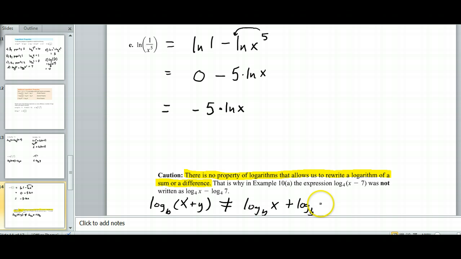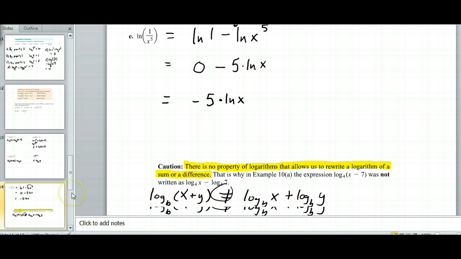Alright, that would look like the distributive property, what I was talking about before, and this is not multiplication. This is the input of a logarithm, so this is not true at all. Make sure you understand that we cannot rewrite one log of a sum as two separate logs separated by that plus sign. Be careful. That's one of the biggest mistakes people make when they're dealing with logarithms.